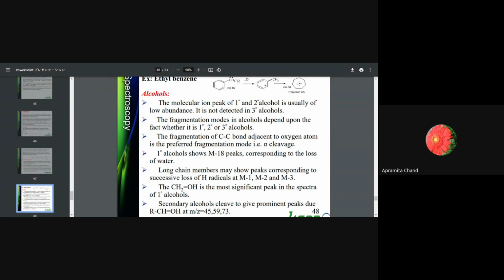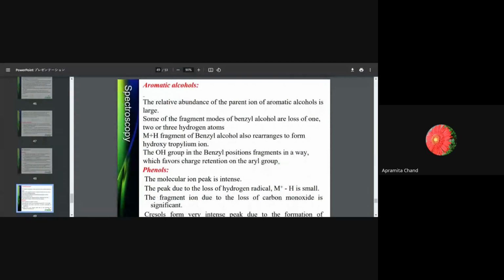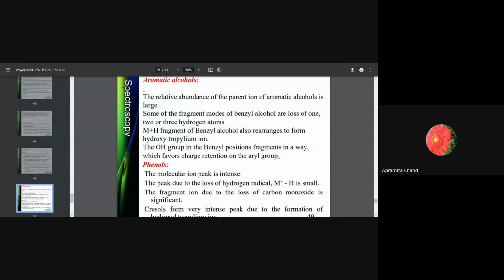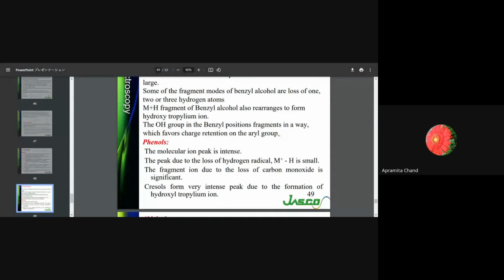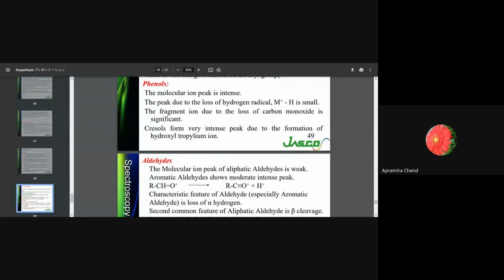Also CH2=OH+, this is the most significant peak in the spectra of 1 degree alcohols, so be very careful about the mass of this. If you are taking now the mass of this and you see this peak in spectra, then you can be sure that 1 degree alcohol है, and just check कि M-1, M-2 ऐसे करके सक्सेसिव पीक्स है कि नहीं और M-18 के कोई पीक्स है कि नहीं. सिमिलरली एरोमेटिक अल्कोहल में वही सारी चीजें देखनी है जो एरोमेटिक और अल्कोहल्स में देखना है. So पेरेंट आयन का एविडेंस ज्यादा होगा और बेंजिल अल्कोहल का फ्रेगमेंटेशन 1, 2 और 3 हाइड्रोजन एटम्स का फ्रेगमेंटेशन होगा. ओके, फेनॉल्स में again molecular ion peak is intense and carbon monoxide can be lost. One important clue as to whether it's a phenol or not is that एक कार्बन मोनोक्साइड का भी लॉस होता है.